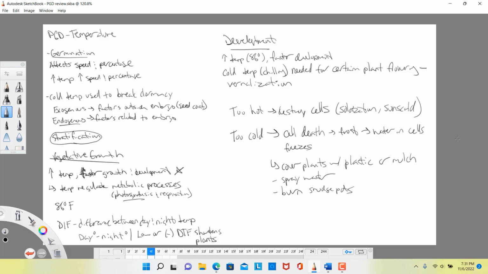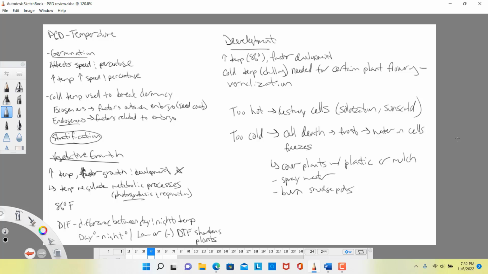So in last lecture, we looked at temperature as it relates to plant growth and development. And temperature has a number of effects at different developmental stages. And we started by looking at germination. And we said that temperature affects the speed of germination, so how fast your seeds will germinate, as well as the percentage, so the overall number that will germinate in a seed lot. With both, generally increases in temperature increase both speed and percentage.